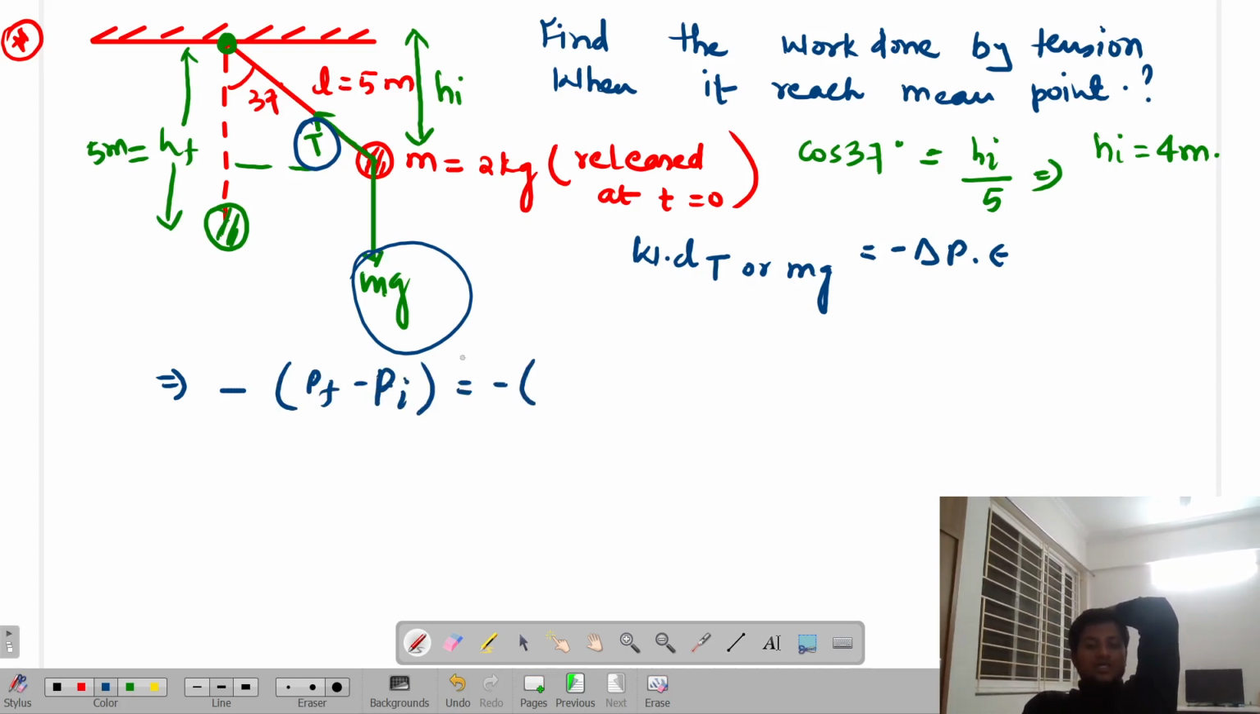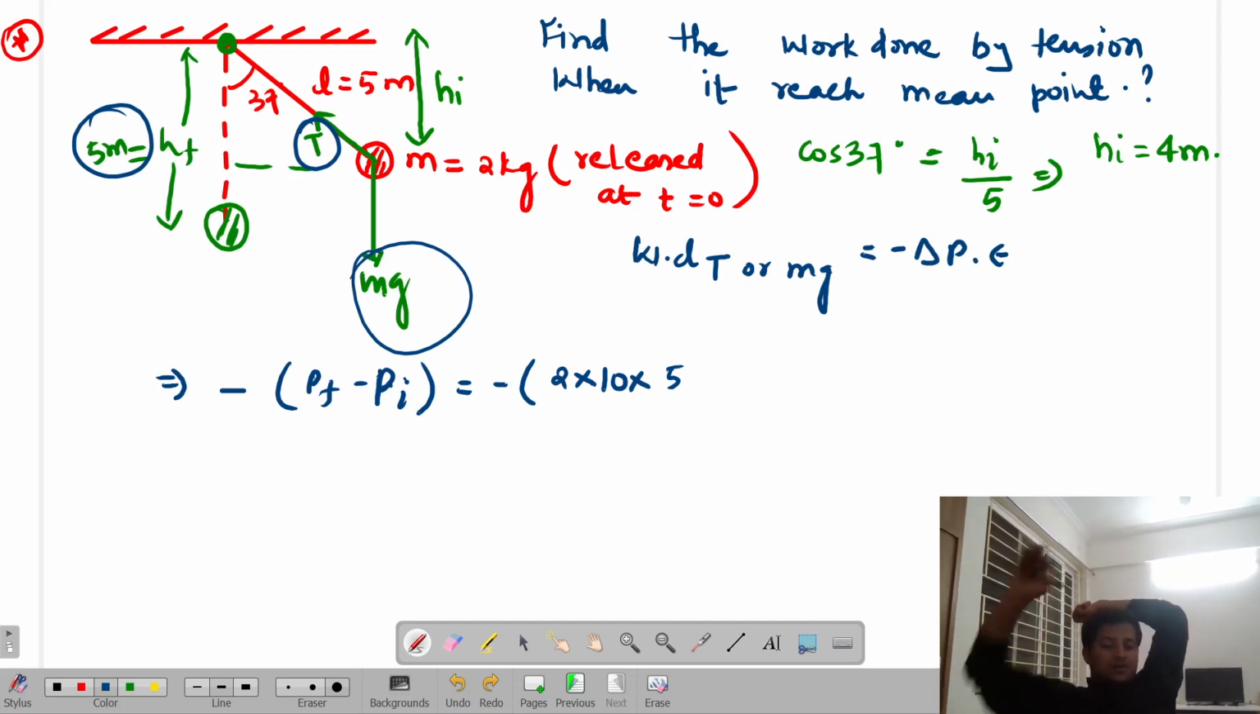Minus P final is what? Mass into gravity 10 and the final height is becoming 5 meters, right? That will just provide us velocity or not? I asked you work done. I didn't ask you the particular case of velocity. Is that clear? Understood?